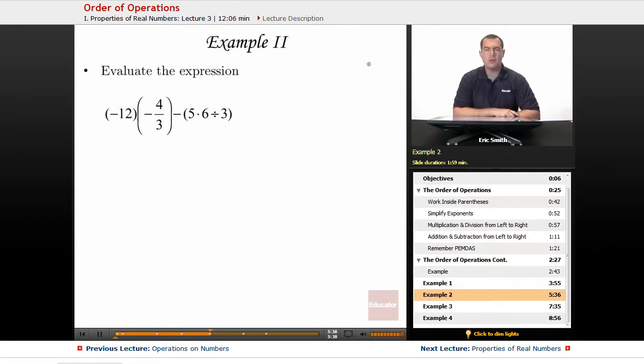In this next one, we want to evaluate a negative 12 times a negative 4/3 minus 5 times 6 divided by 3. Okay, so let's get our roadmap.